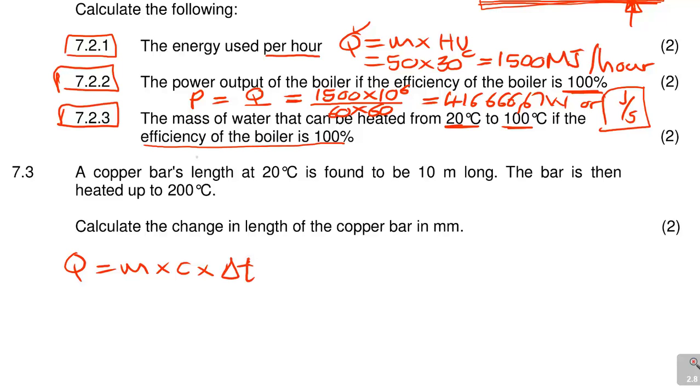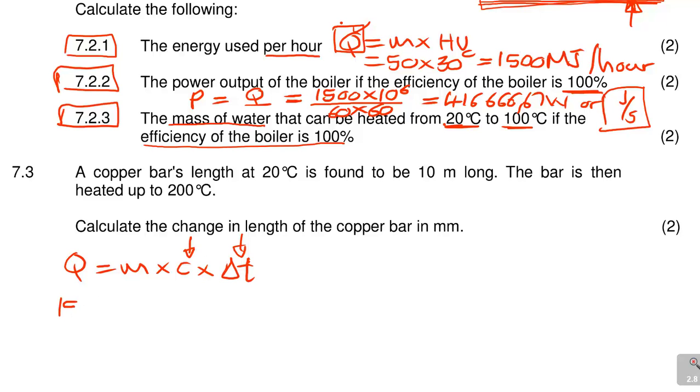Why did I use that information? Take a look. It says the mass of water. So now we're dealing with water, which we know its specific heat capacity, that can be heated from 20 degrees to 100 degrees. Now we can see there is a change in temperature. Are you seeing that? And at the same time, they are saying the boiler is 100% efficient. We also have our initial Q from the question, which was 1,500.